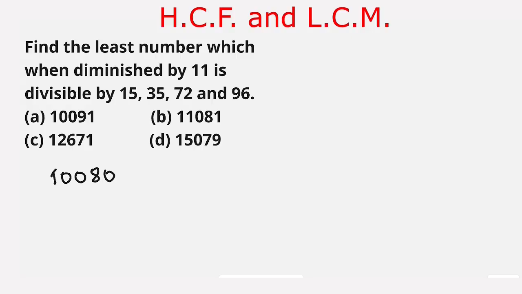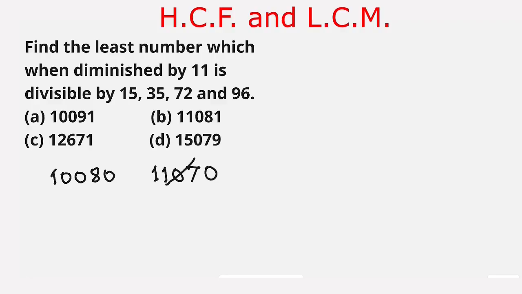Now we check all other options. We subtract 11 from option B. Then this number becomes 11070. This cannot be our answer because it's ending with 70 and 70 is not divisible by 4. So option B cannot be our answer.